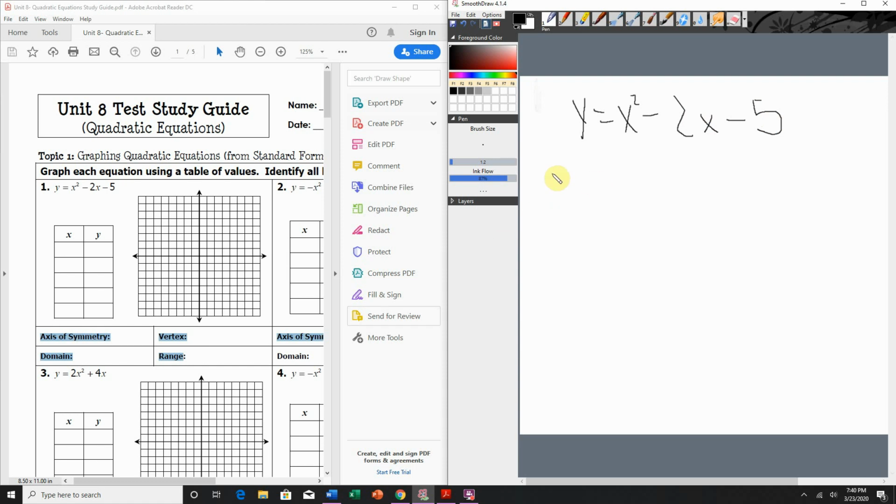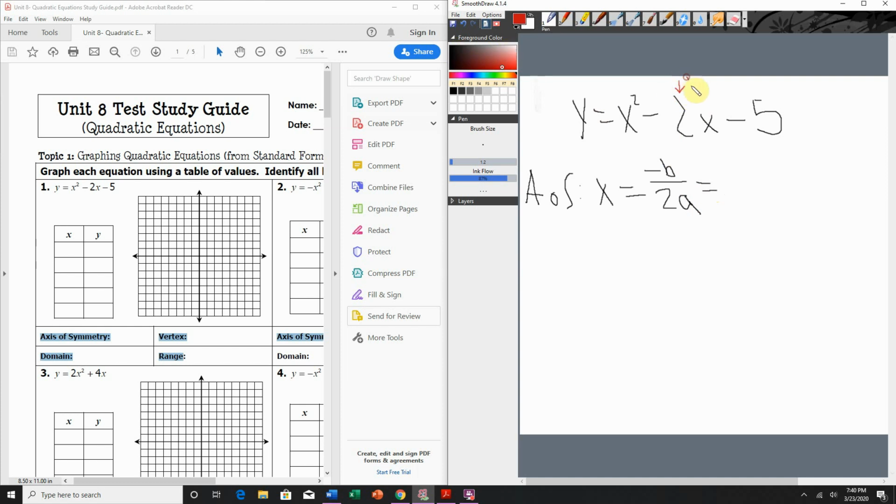So let's find the axis of symmetry first. So I'm just going to put AOS, so axis of symmetry. Okay, so if you remember to find axis of symmetry, we have a specific formula that we use. So we're always going to use x equals negative b over 2a. Okay, and then it's just plug and chug. So you have to identify your b term.